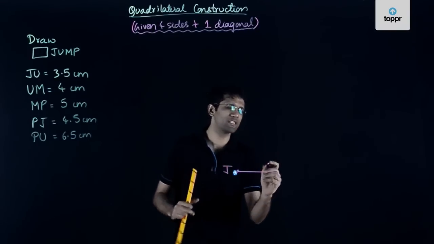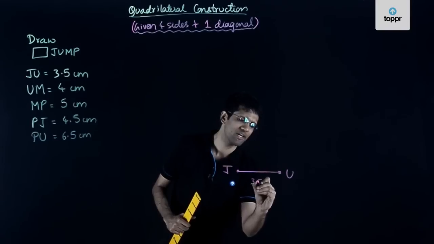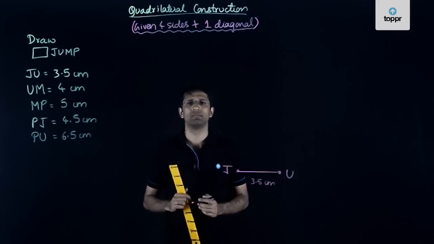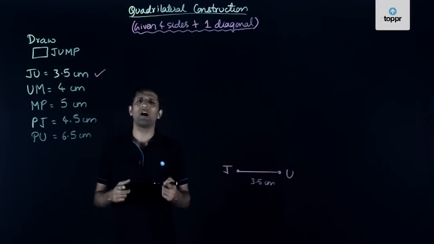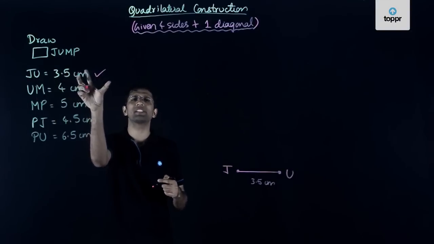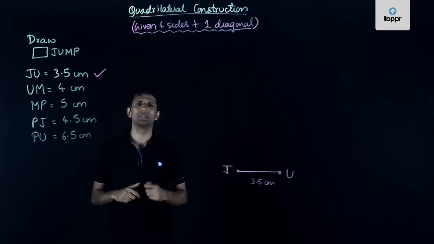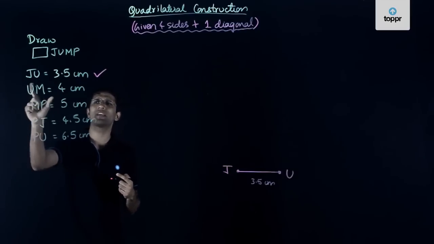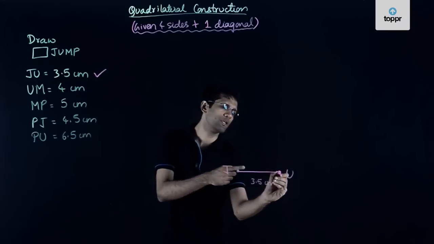So the length of this segment JU is 3.5 centimeters, which we indicate here. Next, let's look at what else is given to us. And so now we have used JU equals 3.5 centimeters, which is indicated by a check sign here. Next, we look at the other data given, that is UM equals 4 centimeters. And we know that the point U is over here.